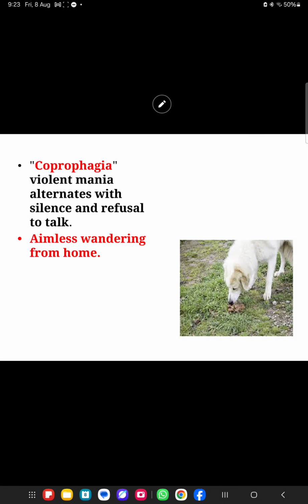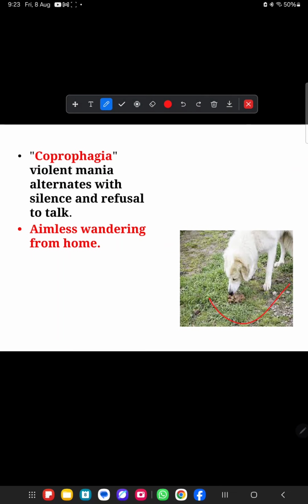Coprophagia, violent mania alternating with silence and refusal to talk. What I have already said. Why is this patient having violent mania, and why is this patient sometimes silent and refusing to talk? Coprophagia means the patient passes his own stool and eats it. He passes stool and picks it up and eats it as if it were a sweet. You can see how a dog eats its own stool.